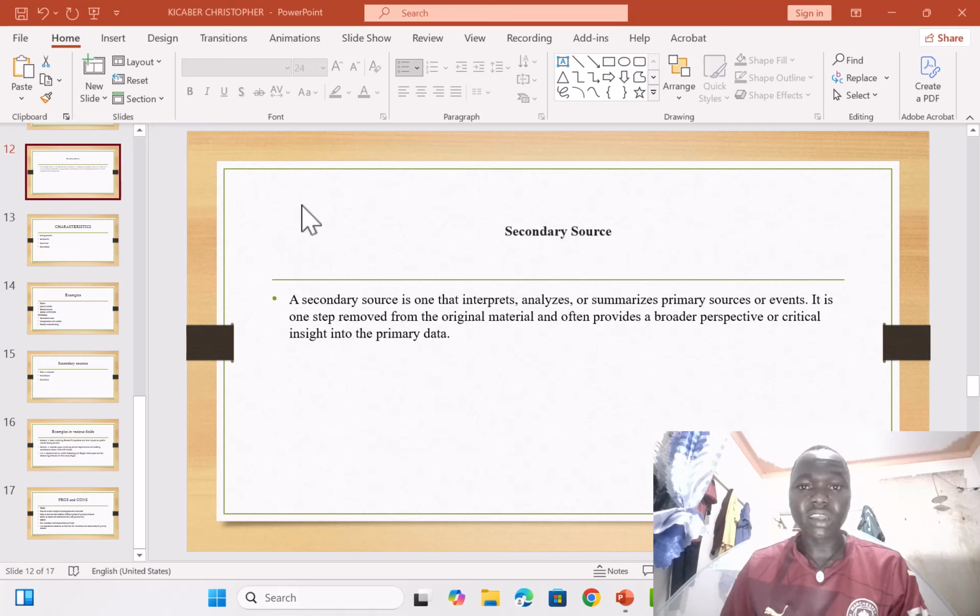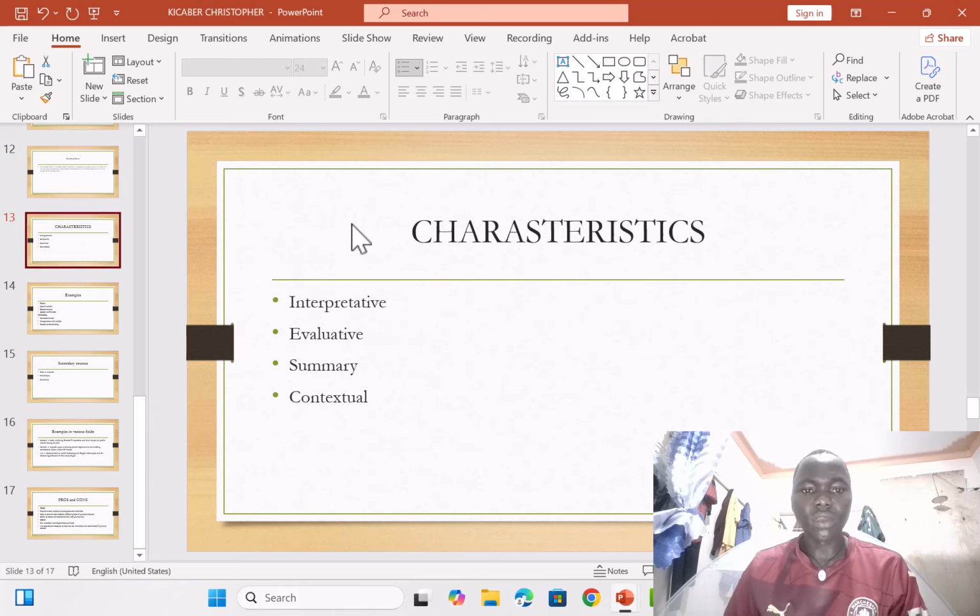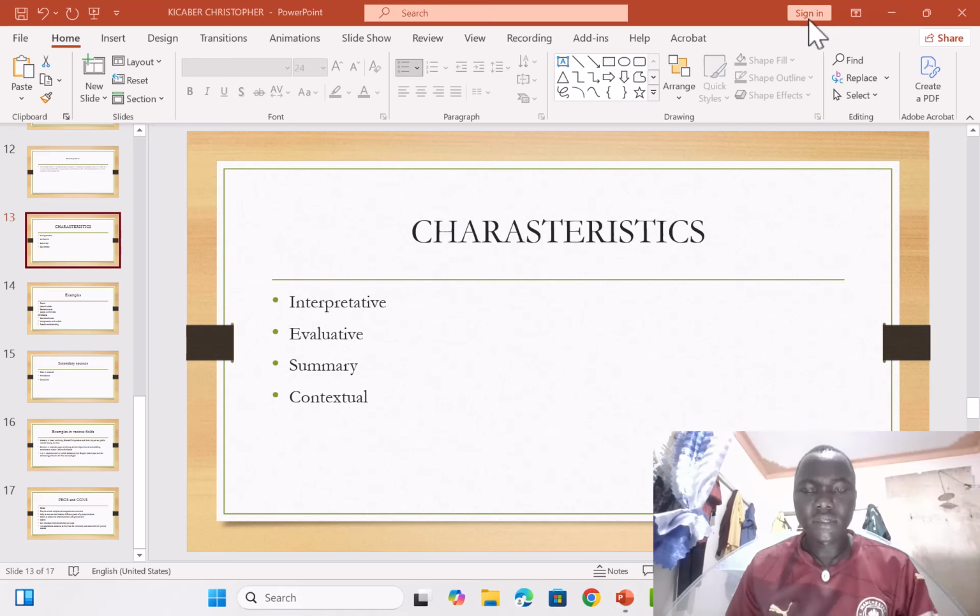Now let us move on and see the characteristics of secondary sources. A secondary source is interpretative, evaluative, summary, and then contextual. It is interpretative in the sense that it helps in analyzing primary sources.